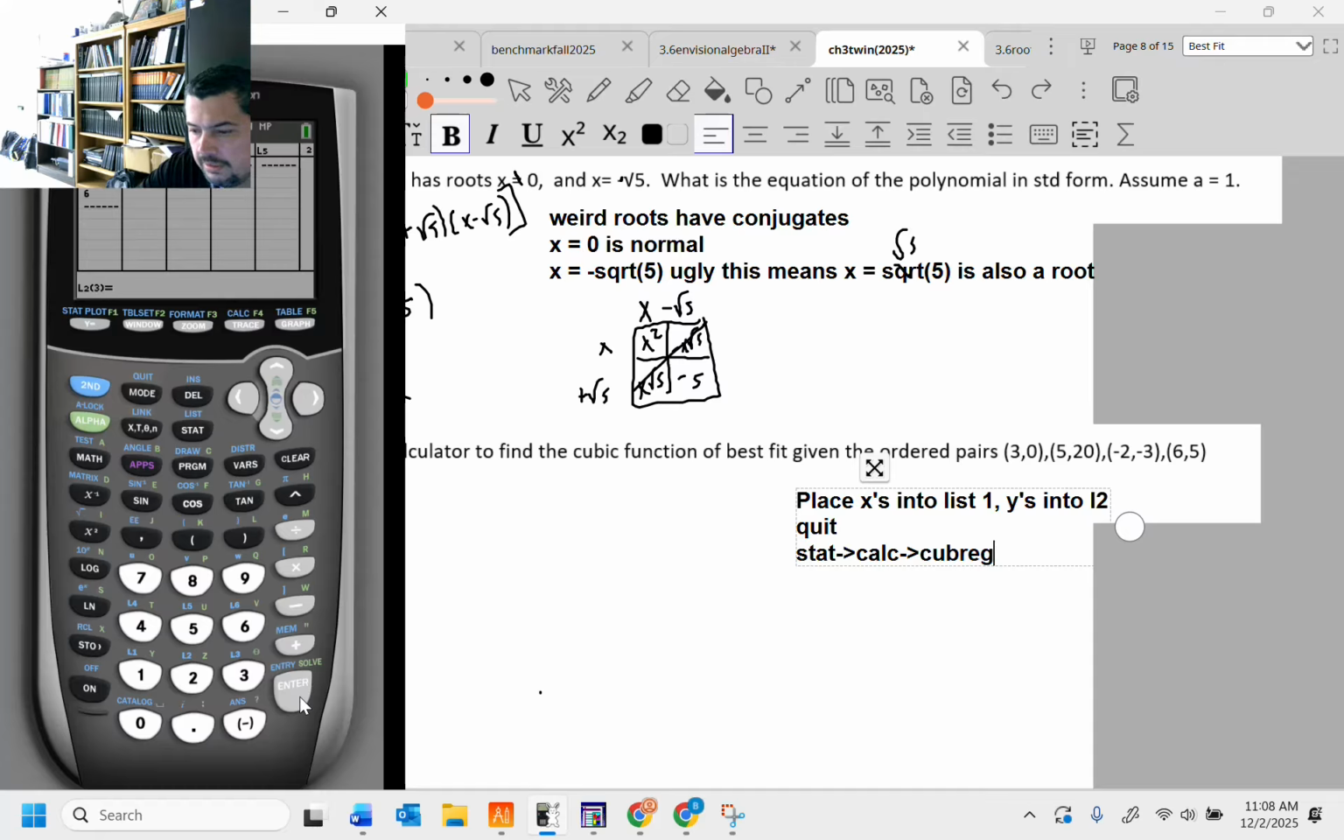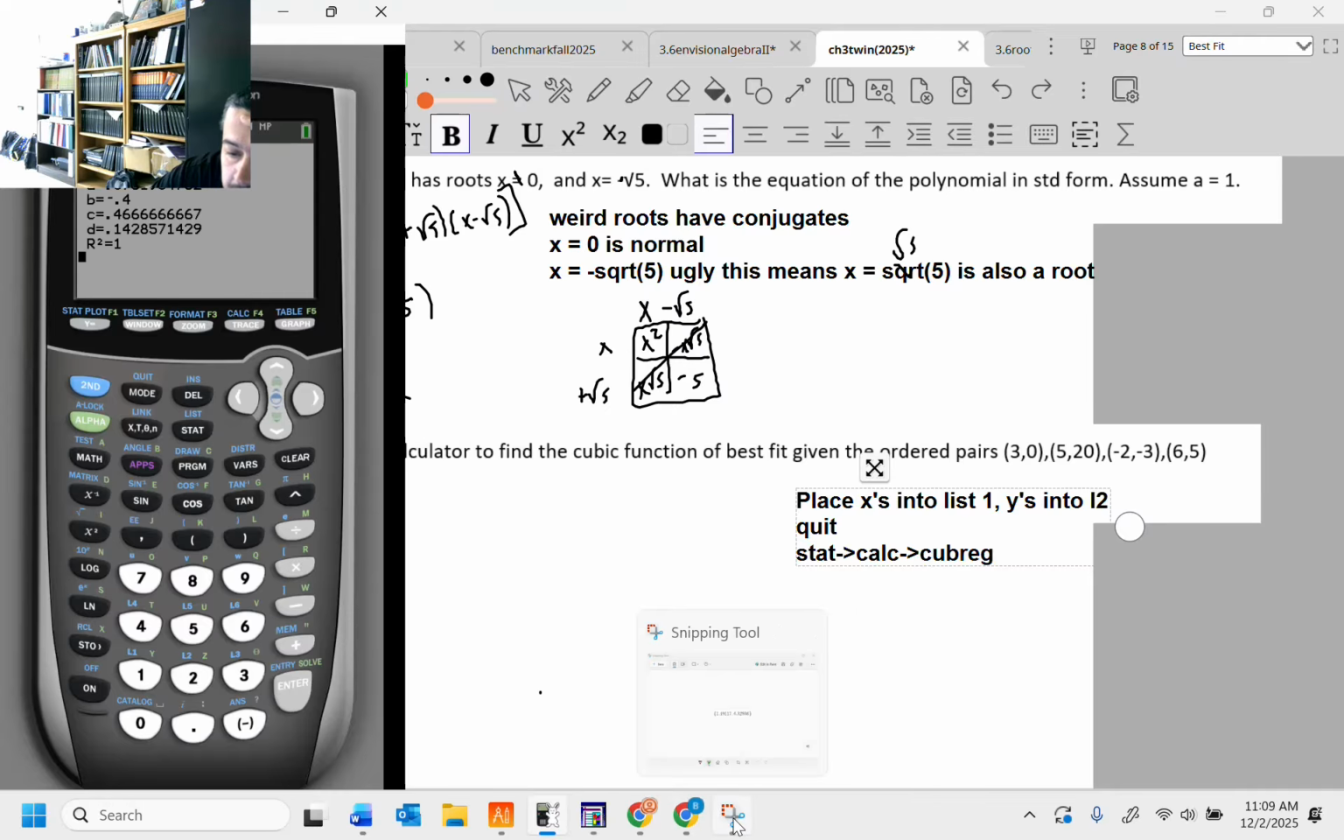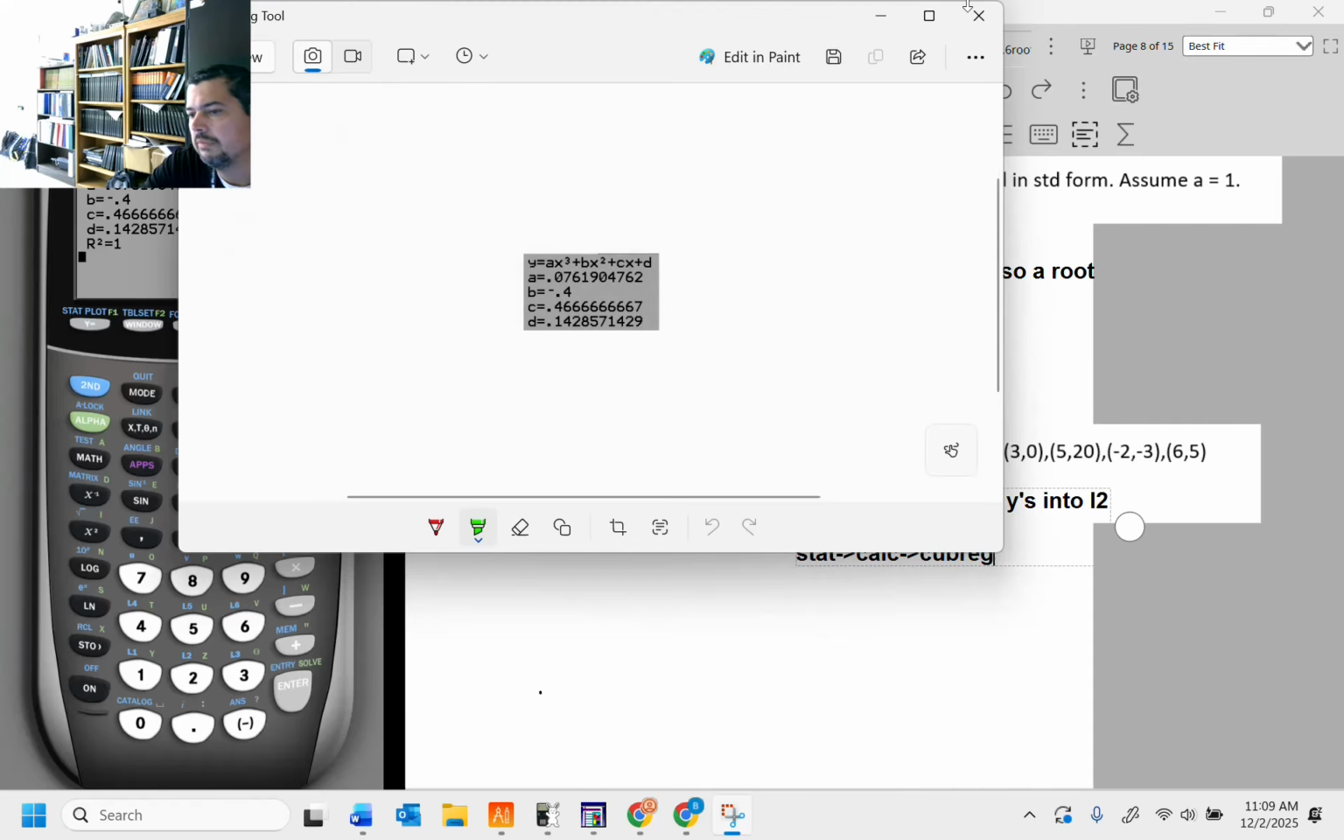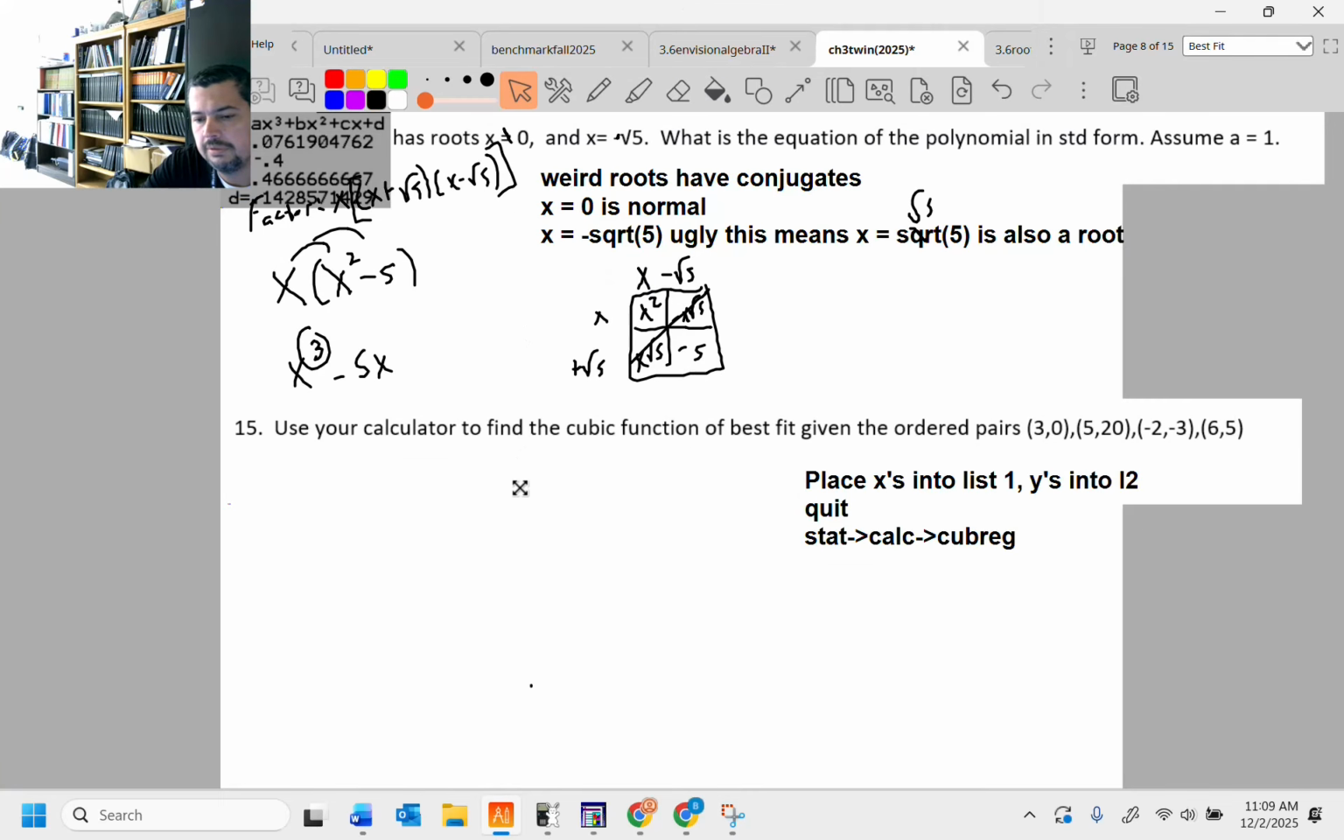0, 20, negative 3, and 5. All right, so if we haven't done this in your class, don't feel bad because we've been here before. Second quit, stat, calc. Oh, it's actually cubic regression. And we're just going to scroll on down to calculate. I will likely have this being a multiple choice question. Likely. I don't know why I wouldn't. I usually do.